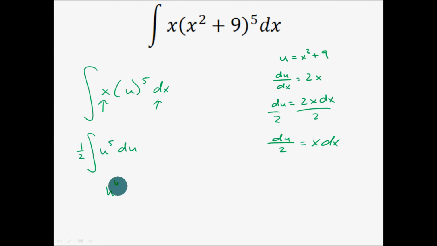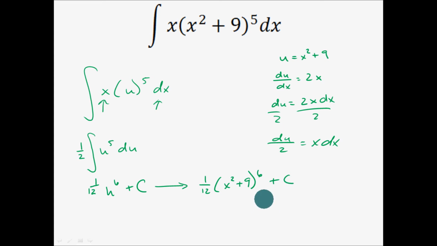But then I have to divide by that new exponent. So 1/6, but I also have a 1/2, so it's going to be 1/12. And then since it's an indefinite integral, I need to do plus c. Okay, and we're almost done. We just need to plug our u back in. So it's going to be 1/12 (x squared plus 9) to the 6th plus c.